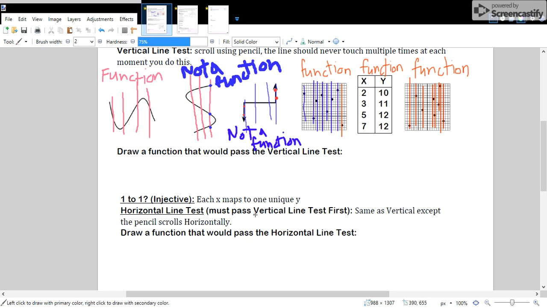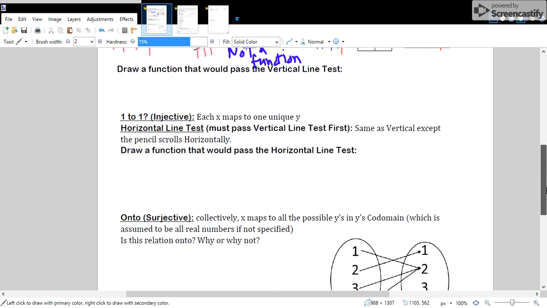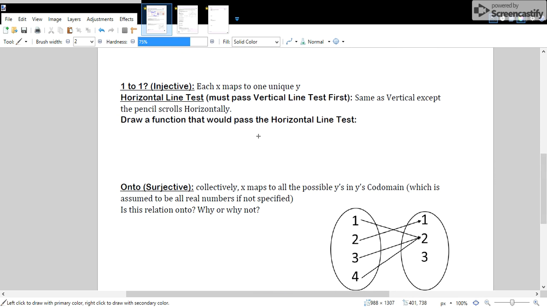Horizontal line test. In order to pass this, you must pass the vertical line test first from above. It's the same as a vertical, except now you're going to draw horizontal lines. So go ahead, pause the video, see if you can draw a function that would pass the horizontal line test.